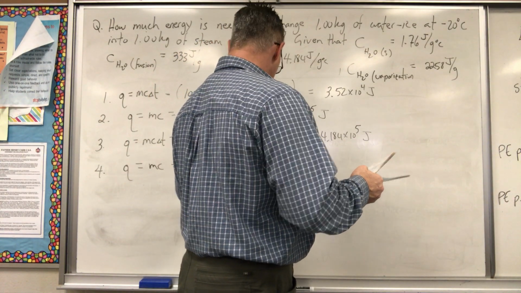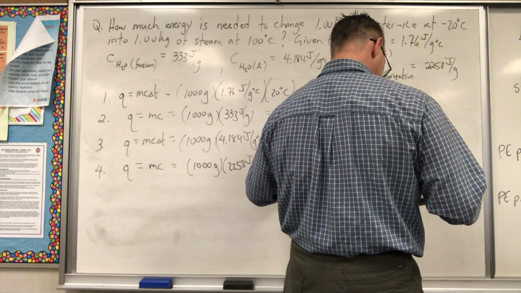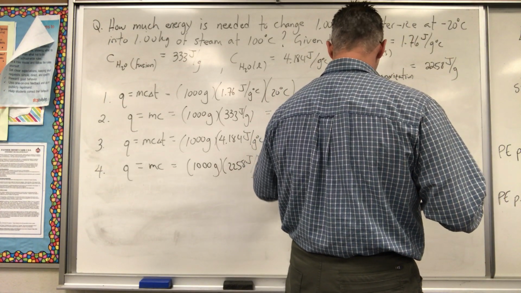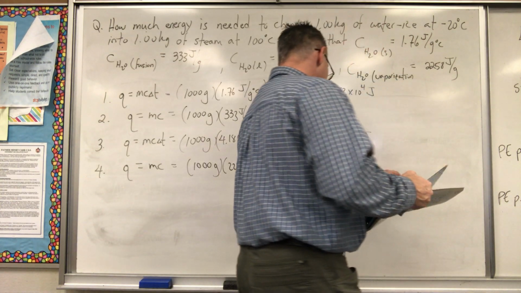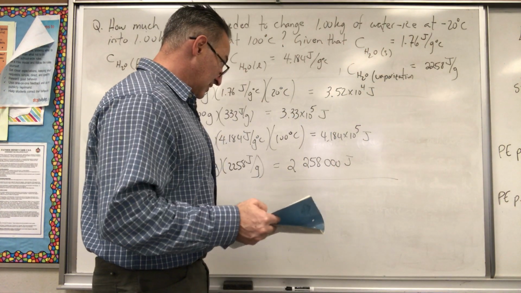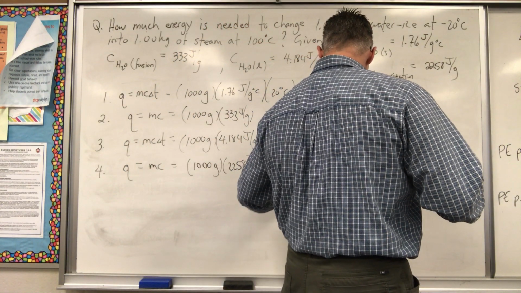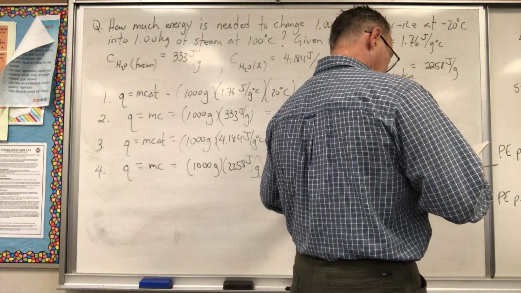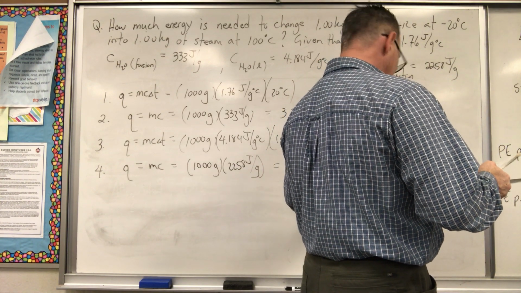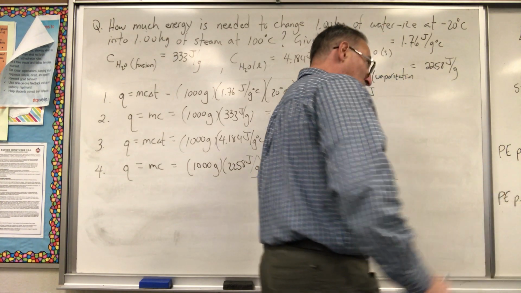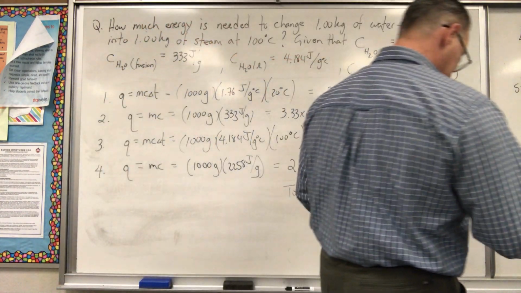So you get 2 million 258,000 joules of energy necessary for that. And that's by far the most energy expensive part of the process. Now, if you add up all these four things together, the total is 3,044,600 joules of energy to warm an ice cube from -20 to 100 degrees Celsius steam.